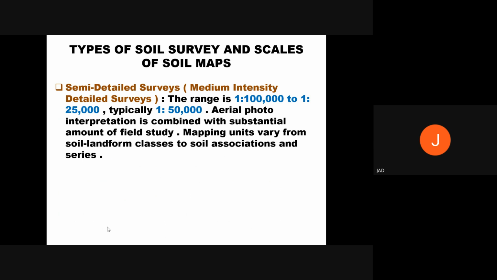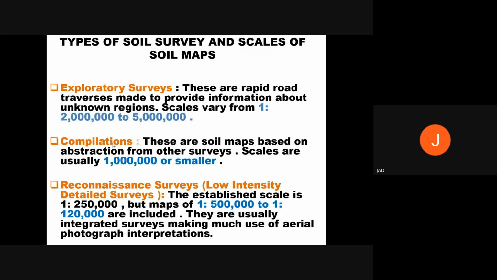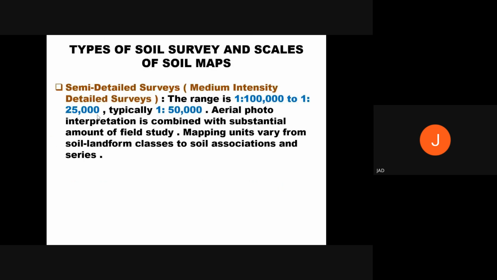So you have 1 is to 1 million, 1 is to 25,000. In that case, what will be the unit on the ground? 1 is to 25,000. Yes, let's do a little bit of maths. And 1 is to 50,000. In the case of this one, I said 1 is to what? 2.5. So what will be this one?